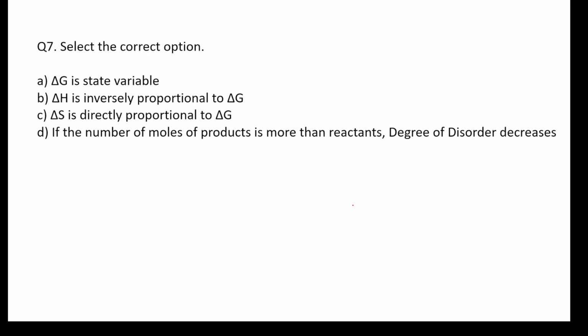Okay. For the next question, select the correct option. Delta G is a state variable. Delta H is inversely proportional to delta G. Delta S is directly proportional to delta G. If the number of moles of product is more than reactant, degree of disorder decreases. So one of them is correct. Which one can that be? This is a simple question.